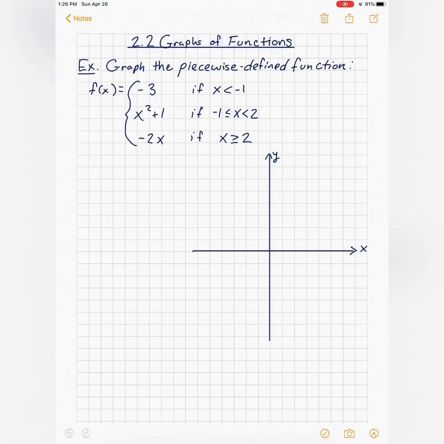Okay, 2.2 is the first section of the course. In this section, it's really a review section. So looking at some different things in terms of graphs and mostly graphs of functions specifically.